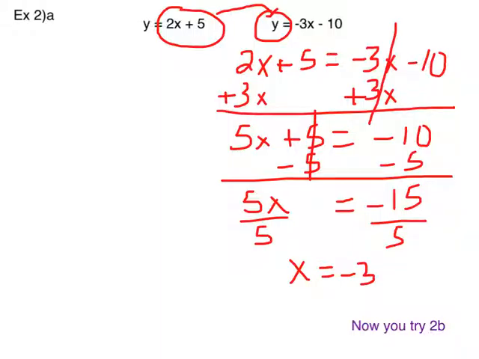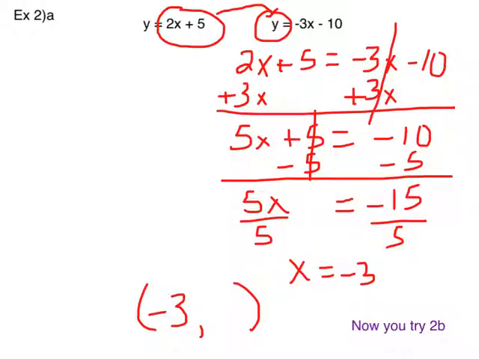Now the big error is, kids say, oh, I'm done, I found x. No, you're not done. You've got to remember, you're doing a system of equations. You found the x part of the answer. I still have to figure out the y. What am I going to do? I'm going to take this answer and put it back into either one of these equations. It is up to you.